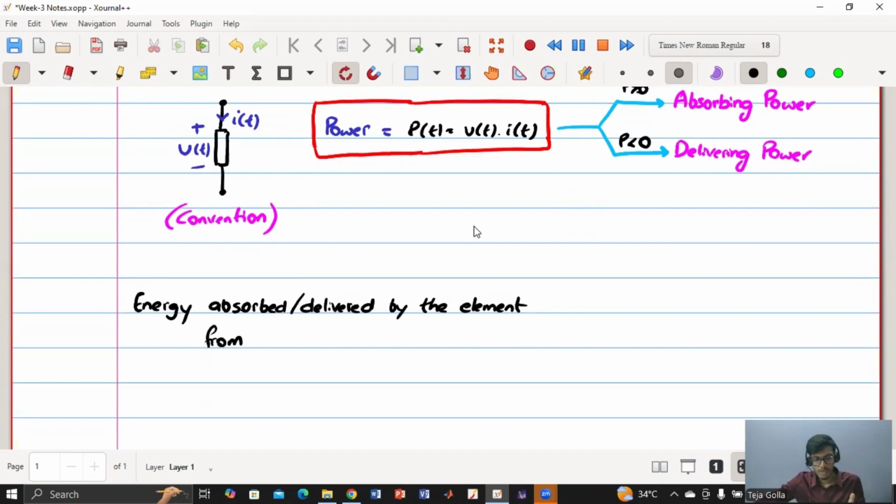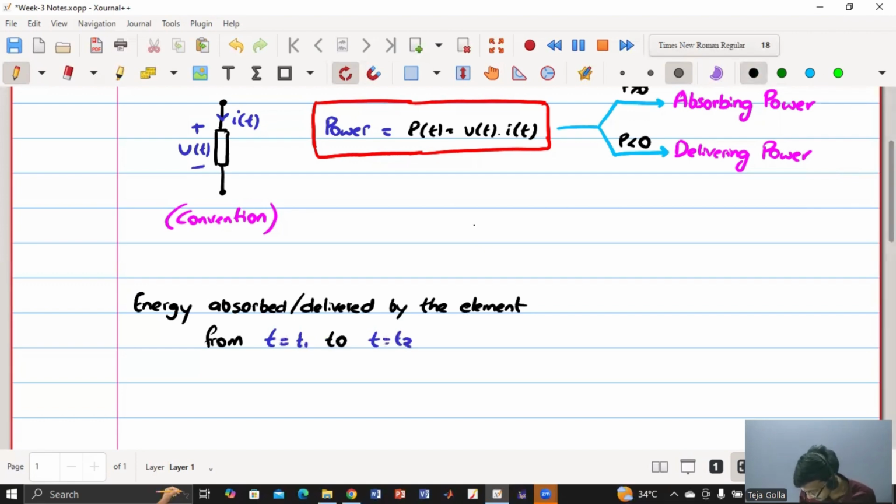So you have to mention what is the time interval within which the energy is either absorbed or delivered by this element. So it is dependent on the time. In the question also they'll give what is the energy delivered or absorbed by this element from say t equal to 0 seconds to t equal to 1 microsecond or 2 microsecond. So that's why they will always mention the time from t equals t1 to t equals t2.